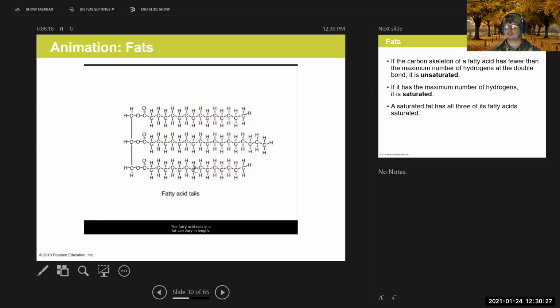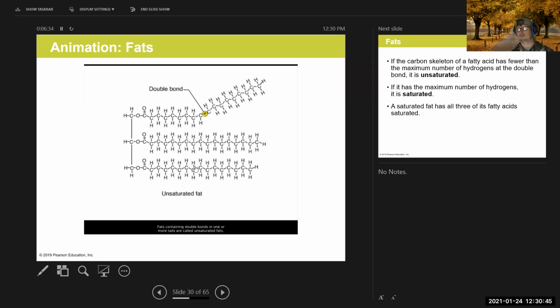The fatty acid tails in a fat can vary in length. A very important characteristic of fats is the number of double bonds in the hydrocarbon tails. Fats that contain only single bonds are called saturated fats. Fats containing double bonds in 1 or more tails are called unsaturated fats. Unsaturated fats tend to be liquid at room temperature. Vegetable oils are examples. Saturated fats, like butter and lard, are solid at room temperature. Saturated fats in the diet can lead to heart disease, while unsaturated fats are safer.